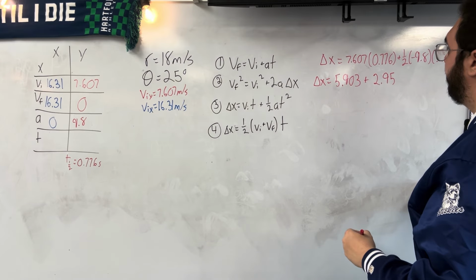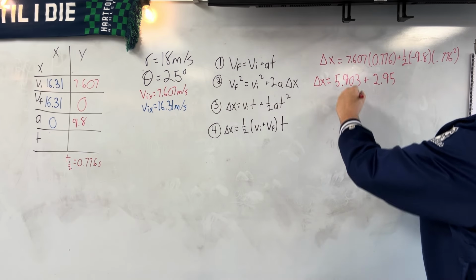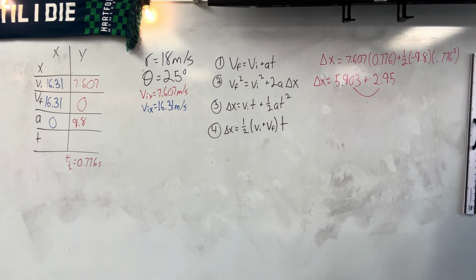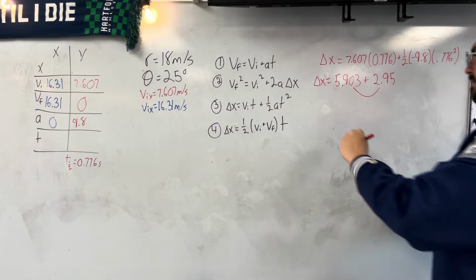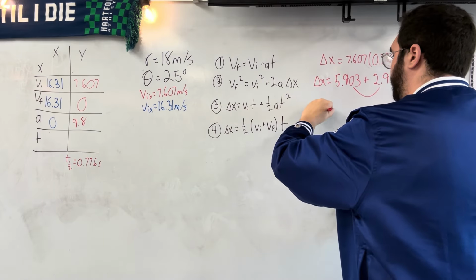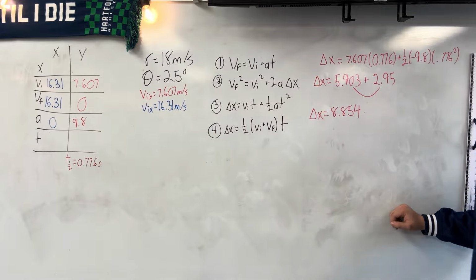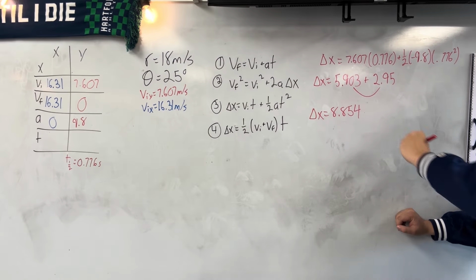From here, figuring out delta x is rather simple. Add the two numbers together. Crazy how that works. 8.854. Now, I need a unit on that, right? Meters, very good.